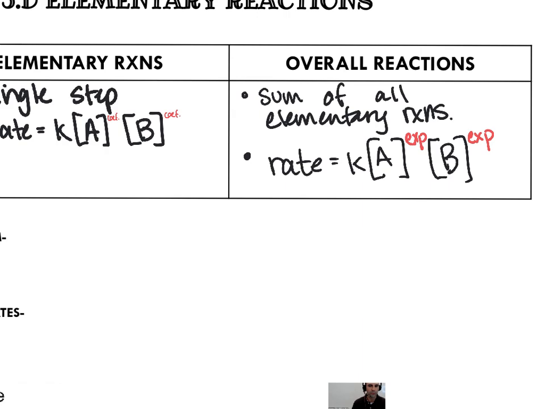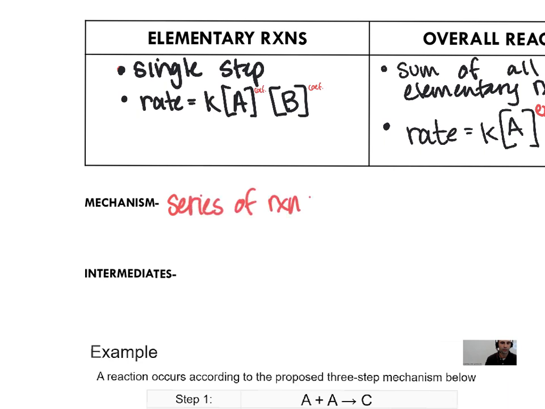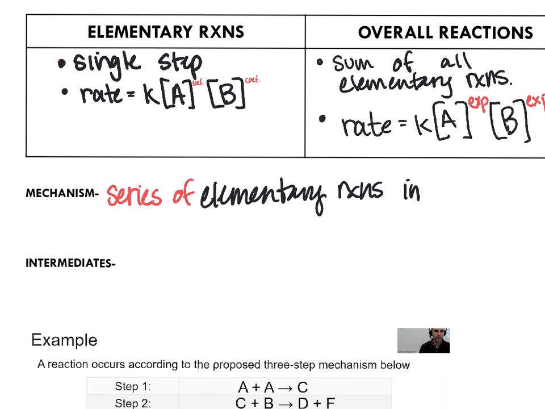unless they give us a clue that it's elementary, okay? Now, when we talk about a mechanism, this is going to be a series of reactions. And in fact, those are going to be elementary reactions. And these go in order.